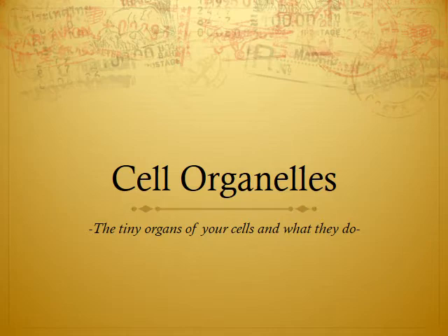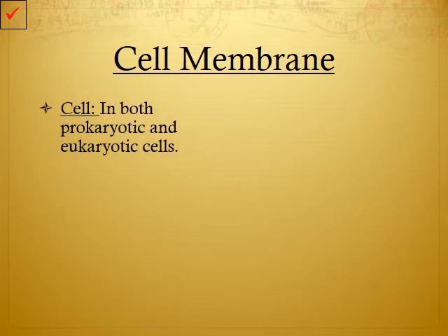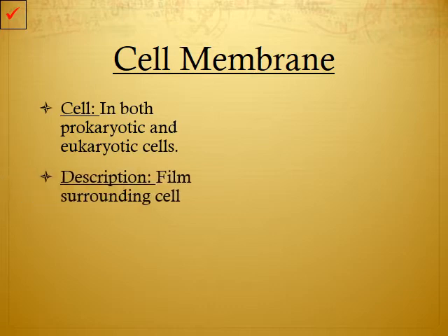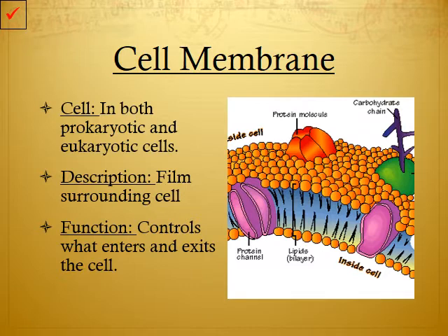Let's get started. The first one we're going to talk about is the cell membrane. So, the cell membrane is found in both prokaryotic and eukaryotic cells. It is a film that surrounds the outside of the cell. And its function is it controls what goes in and what goes out. So it kind of acts like a door or a bouncer, controlling what comes in and what goes out. That's the cell membrane, all right.